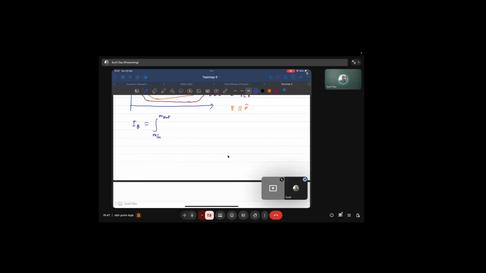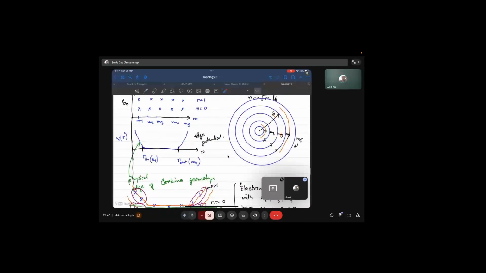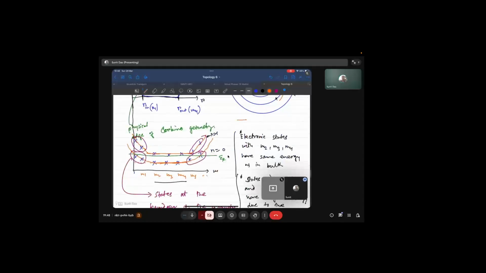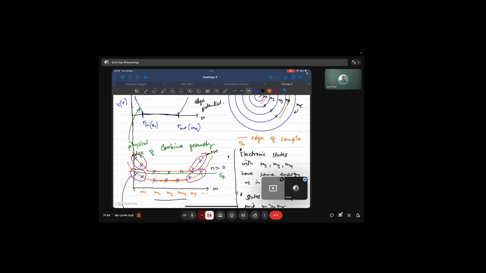So what is M in? M in essentially means if I go back to that geometry, so you cut off from here, right? So you start from, let's say, M1 was not there, so start from M2. So this is your physical boundary, right? So let me write here actually. So this represents the edge of the sample or Corbino geometry, okay, where R in is the inner and R out is the outer radius.